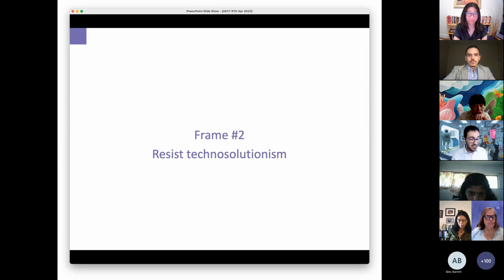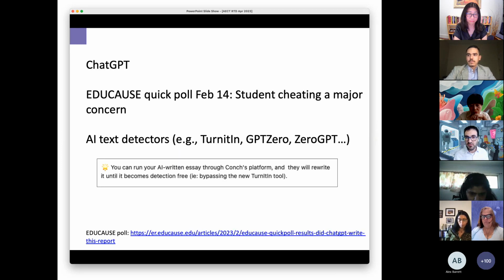The next frame that I approach my own work with is the idea of resisting techno-solutionism. Techno-solutionism refers to the idea of imagining technology as a solution to all sorts of problems that education is facing. And here's one. ChatGPT caught the world by storm. In an EDUCAUSE quick poll a couple months ago, with faculty and education administrators, most people said that student cheating is one of their major concerns with this technology.